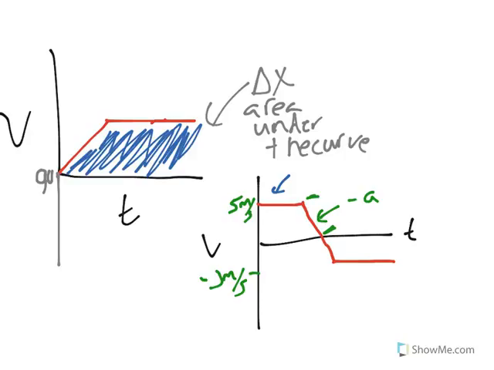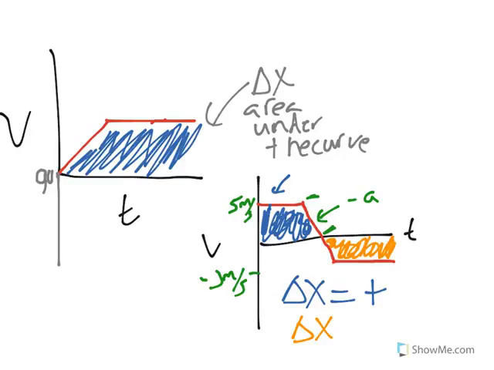So during this period of time here, the object is moving forwards. And during this period of time here, the object is moving backwards. So what you need to know is that the change in position that's blue will be a positive displacement. The change in position that is yellow will be a negative displacement.